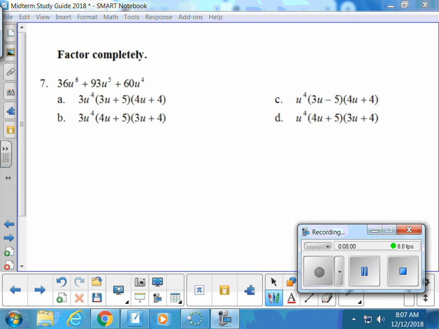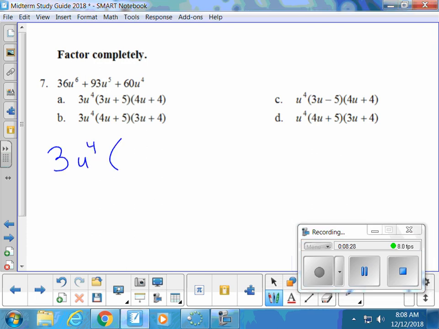All right, we're on number 7. We're still factoring. I always like to look for a common monomial first. What common monomial can you divide out of 36, 93, and 60? I'm thinking a 3 and a u to the 4th. So we're going to pull a 3 and a u to the 4th out front.